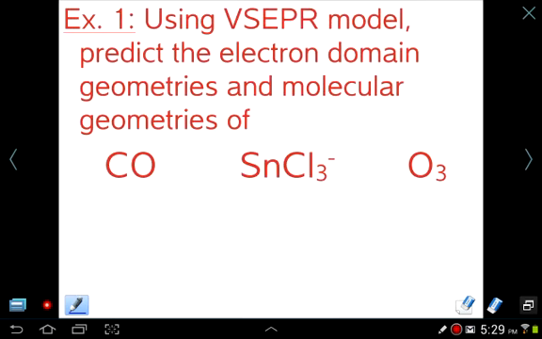So why don't we do a little example? And the example is, using the VSEPR model, predict the electron domain geometries and molecular geometries of the following. So we have carbon monoxide, tin trichloride. Technically this is a polyatomic ion, so we'll have to consider this. And then finally we have O3, which is ozone, good old ozone. So let's try all 3 of these.